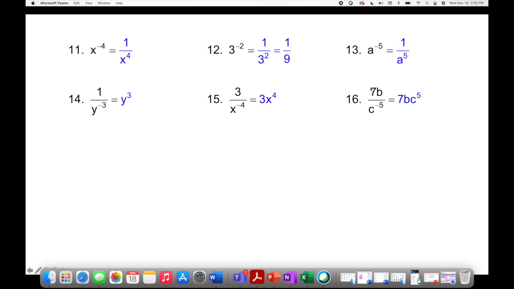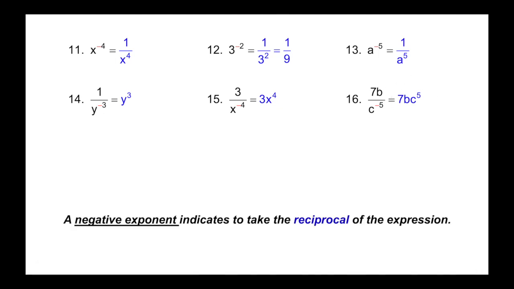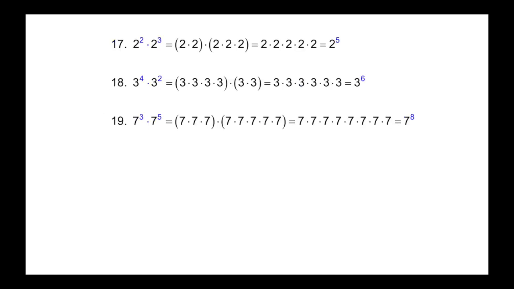And then for 16, 7 and b can stay in the numerator, but c to the negative fifth, I'm going to have to move to the top and make it c to the positive fifth. And that's why our answer is 7b c to the fifth. So a negative exponent indicates to take the reciprocal of the expression. You just want to be careful that you're not flipping the entire expression, that you're only moving the things that have a negative exponent. Here's some other examples that go through exponent rules.